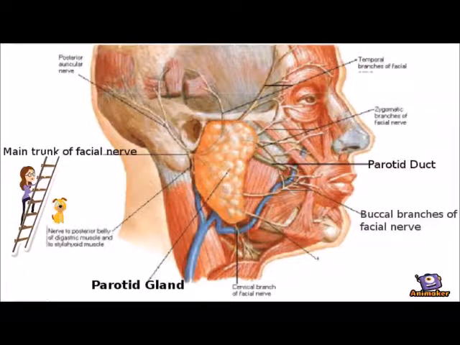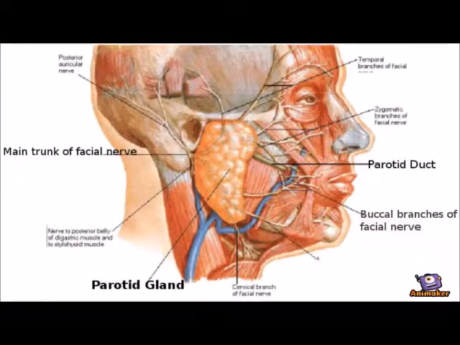The digastric muscle is comprised of two muscular bellies which are connected by an intermediate tendon which is attached to the hyoid bone. The digastric muscle depresses the mandible and elevates the hyoid bone.